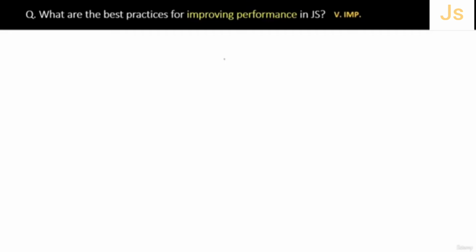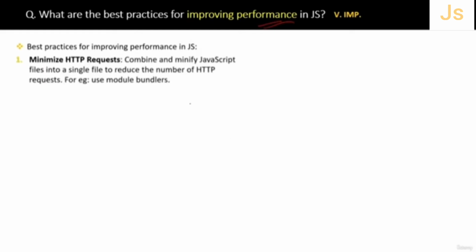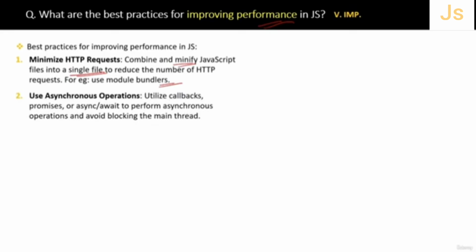What are the best practices for improving performance in JavaScript? Here are some best practices for improving performance. First is minimize HTTP requests. Combine and minify the JavaScript files into a single file to reduce the number of HTTP requests. For example, use module bundlers to minify the files of the JavaScript, HTML, images. So use module bundlers. Second is use asynchronous operations. Utilize callbacks, promises, or async await to perform asynchronous operations and avoid blocking the main thread.